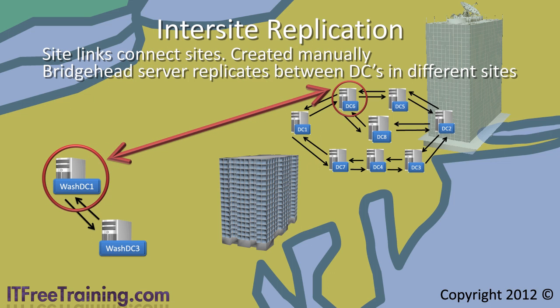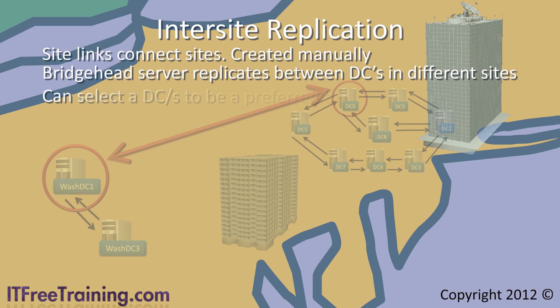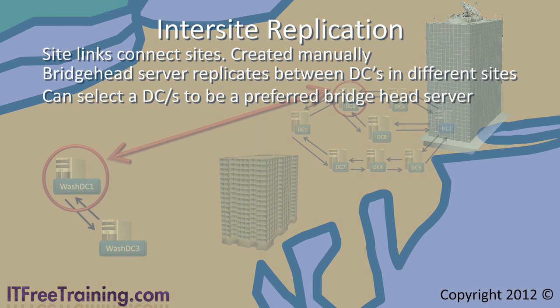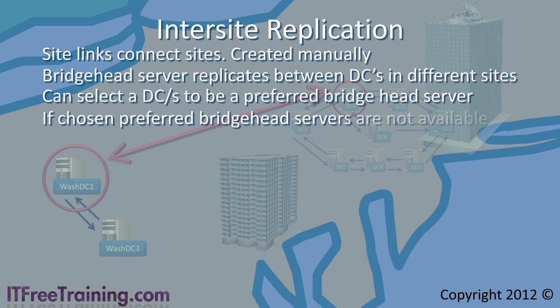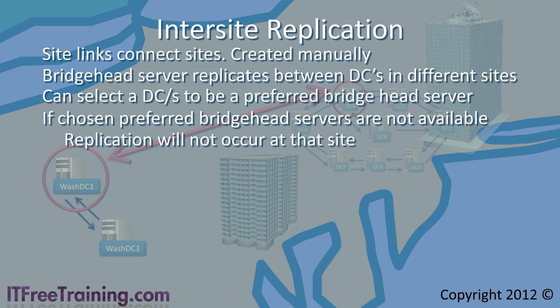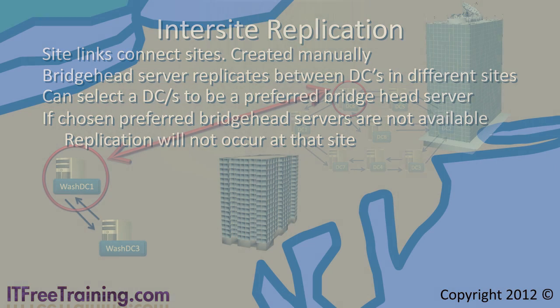In some cases, you may have a particular domain controller or domain controllers that you want to use as the bridgehead server. Active Directory allows you to select a domain controller or domain controllers to be the bridgehead server for that site. These are called preferred bridgehead servers. Be warned, however, if you choose your own bridgehead servers and these servers are not available, no replication will occur between the 2 sites until one of those preferred bridgehead servers comes back online.